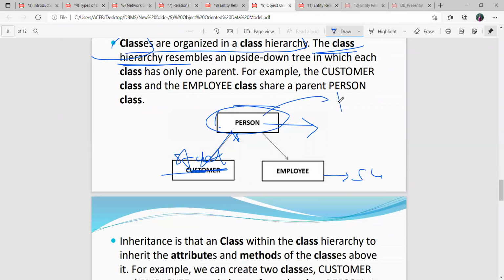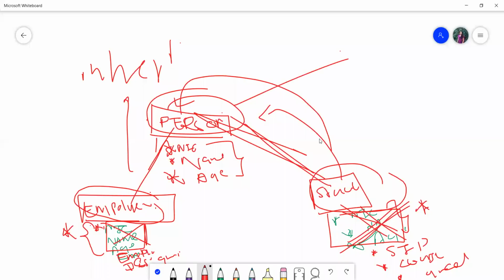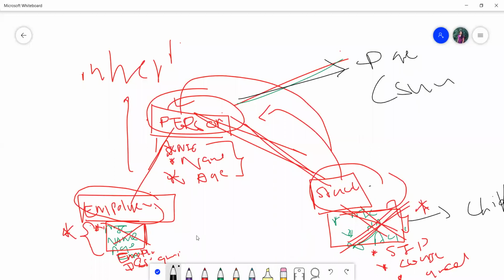So this is known as a parent class, and this is known as a child class. Again, we can call it a superclass, and this as a subclass. So this is the parent, then these are children. This is the superclass and these are subclasses. Okay, so this subclass has the ability to inherit the properties from the superclass.